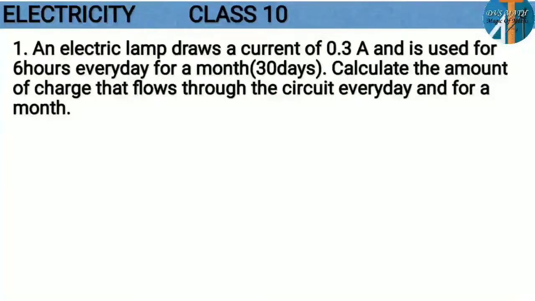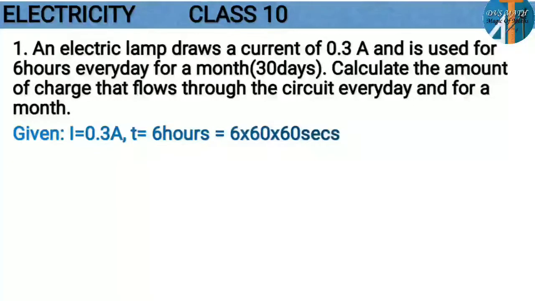Calculate the amount of charge means you have to find Q. So what is given? I is equal to 0.3 ampere, T is equal to 6 hours. If we convert into seconds, for 1 hour it is 60 minutes, and 60 seconds each, so 6 into 60 into 60. So I is equal to 0.3 ampere, T is equal to 6 hours.